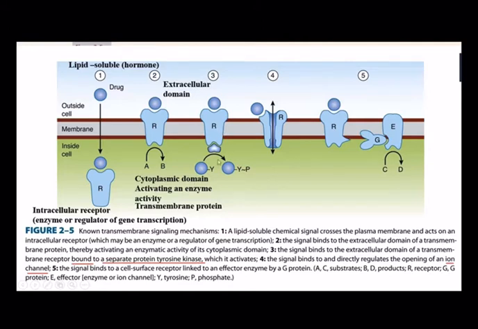3. The receptor is also a transmembrane protein. When the drug binds to the receptor, it binds to a separate protein tyrosine kinase. 4. The receptor itself is an ion channel. 5. It is a G protein receptor, linked to an effector by G protein.